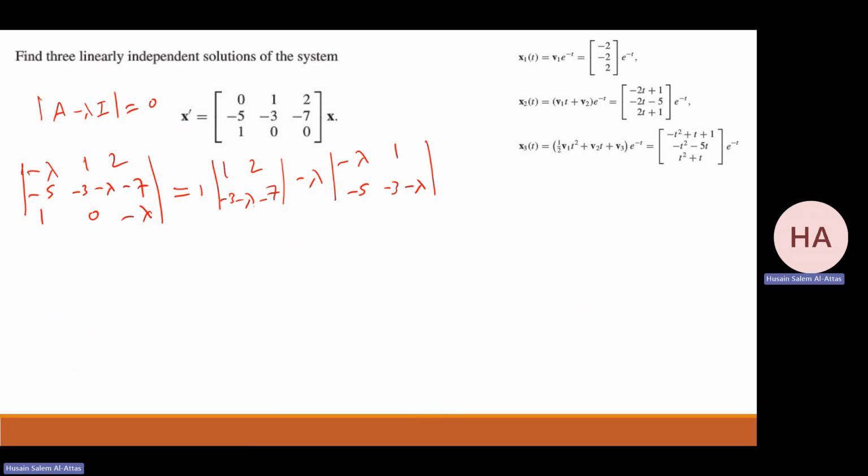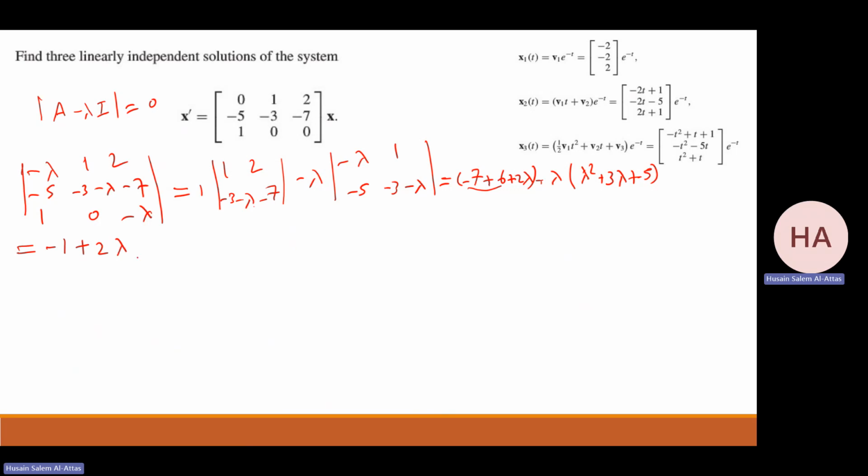Let us see what will happen. I have this one times, so I have minus 7 plus 6 plus 2 lambda. Okay, minus lambda times what? This is lambda squared plus 3 lambda plus 5. Is it? Yeah, minus 5, which is plus 5. That will be what? This is minus 1.